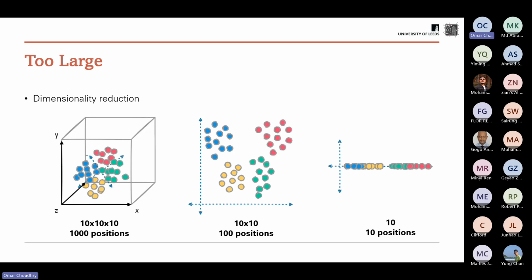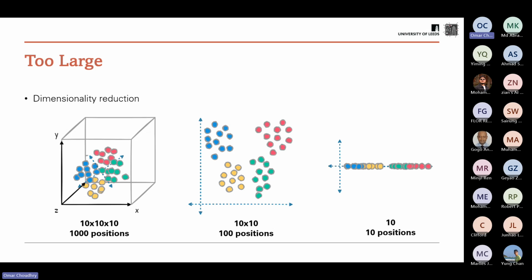Another huge problem with data sometimes is that we have too much of it. So as an example, if you had your data in 3 dimensions, and each of these axes had, let's say, 10 positions. So in total, we're talking about 1,000 different positions. 1,000 is not a lot, but we're just using this as an example. The idea is that I have a cluster of these blue points here, these red points here, these green points here, and these yellow points here.